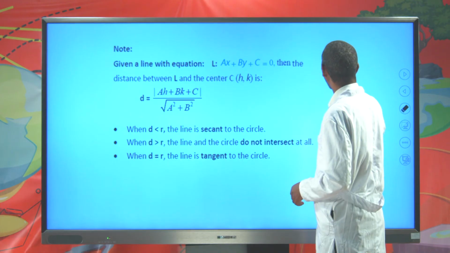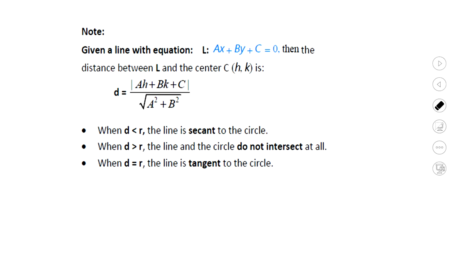Now, we said a circle is a set of points which are equidistant from a fixed point, which is the center of the circle. Okay, so this is the center, and that's the radius of the circle.